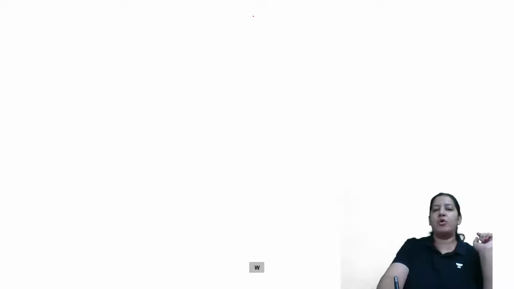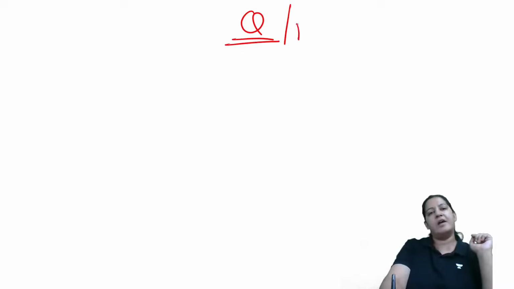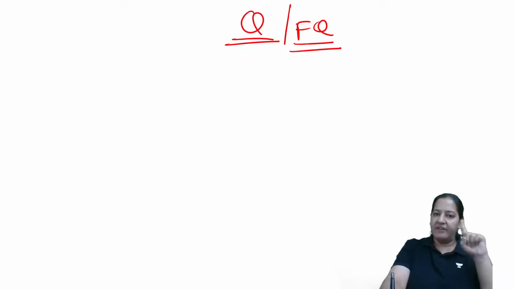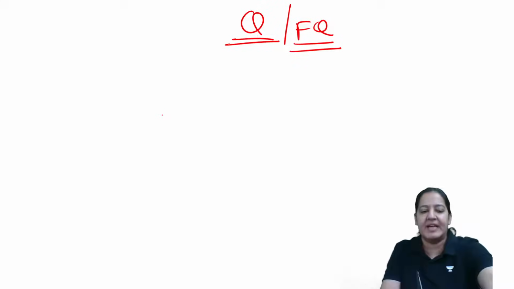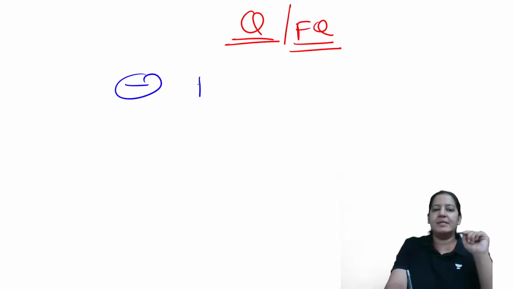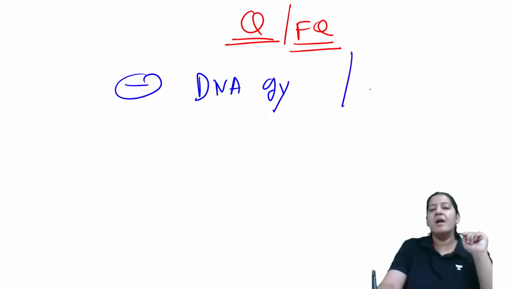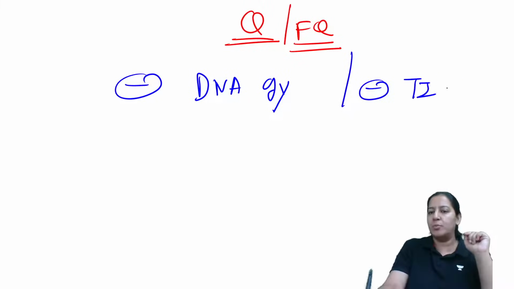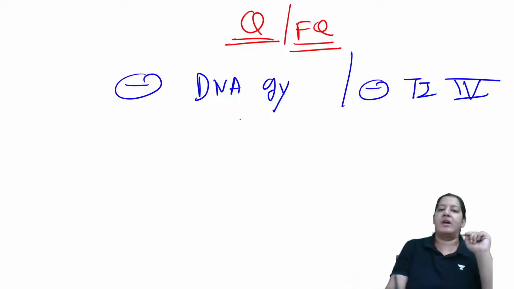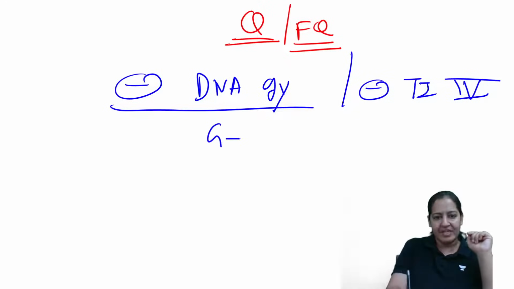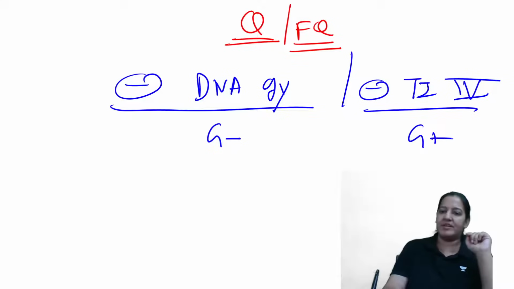So can you summarize the mechanism of action of fluoroquinolones or quinolones? Can anyone tell me in one word, they inhibit an enzyme? The name of the enzyme is DNA gyrase in gram negative bacteria, and the name of the enzyme is topoisomerase 4 in gram positive bacteria.